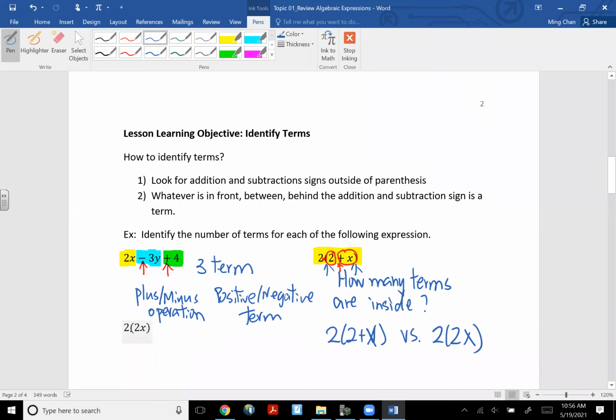With 2 times 2x, you don't see any addition or subtraction signs outside the parenthesis. So technically 2 times 2x is still one term. If you look inside the parenthesis, 2x, there's no plus or minus sign, so inside the parenthesis this is only one term. So now you've got two problems, both of them one term each. The difference between them is that one of them has two terms inside versus the other one only has one term inside.